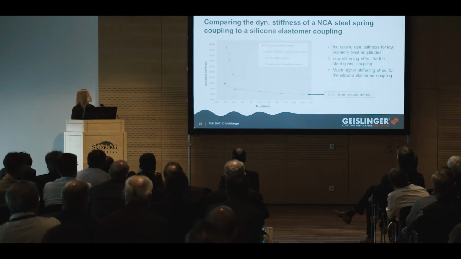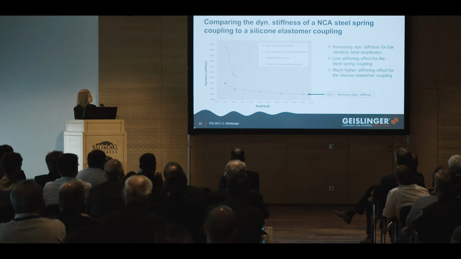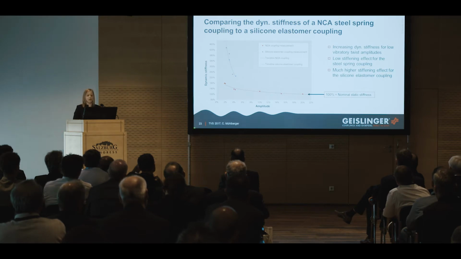We also measured this dynamic stiffness. Here the blue line is the measurement of a silicon elastomer coupling, and the red line is from this NCA acoustic steel spring coupling. As is clear, we have progressing dynamic stiffness in both cases, but the acoustic steel spring coupling has a much slower increasing dynamic stiffness than the silicon elastomer coupling. We see this especially at, for example, 4% twist amplitude. The acoustic steel spring coupling's dynamic stiffness is at about 135%, whereas the silicon coupling has more than 220% dynamic stiffness.